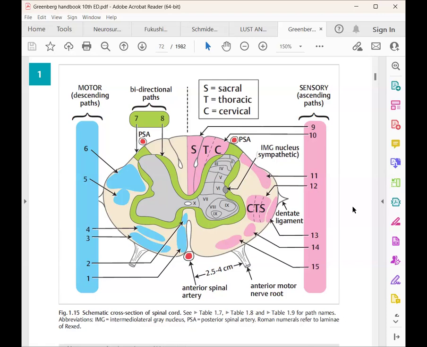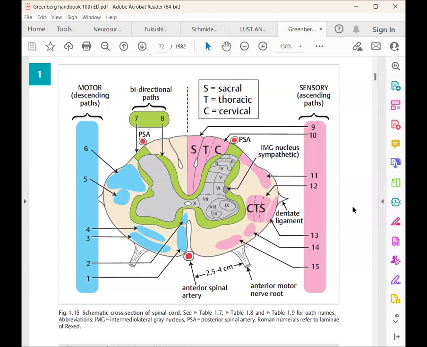We will start with the numbering. As we go to the right side, the blue side, you can see that there is numbering: 1, 2, 3, 4, 5, 6, 7, and 8, which is a combination, bidirectional, that we will discuss afterwards. We will start from 1.